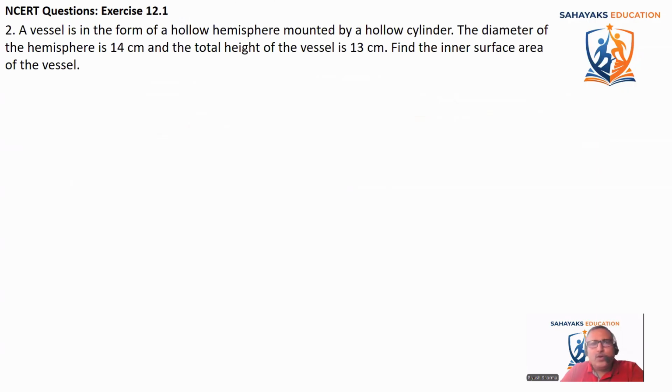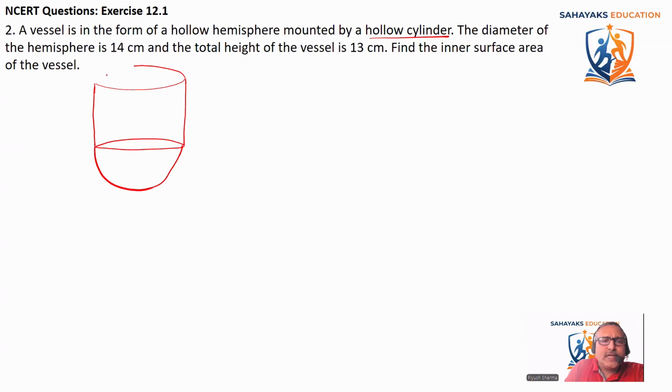A vessel is in the form of a hollow... Oh, the figure is not given. The vessel is in the form of a hollow hemisphere mounted by a hollow cylinder. So I'll just say this is a hemisphere, mounted by a hollow cylinder. So this is a cylinder here.